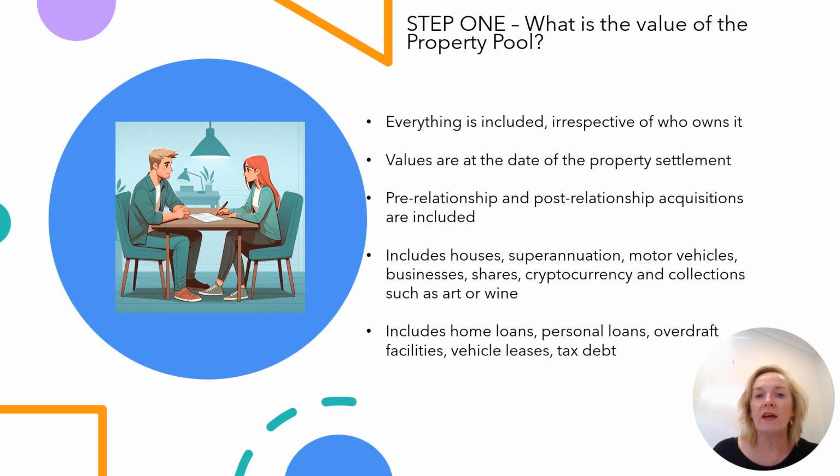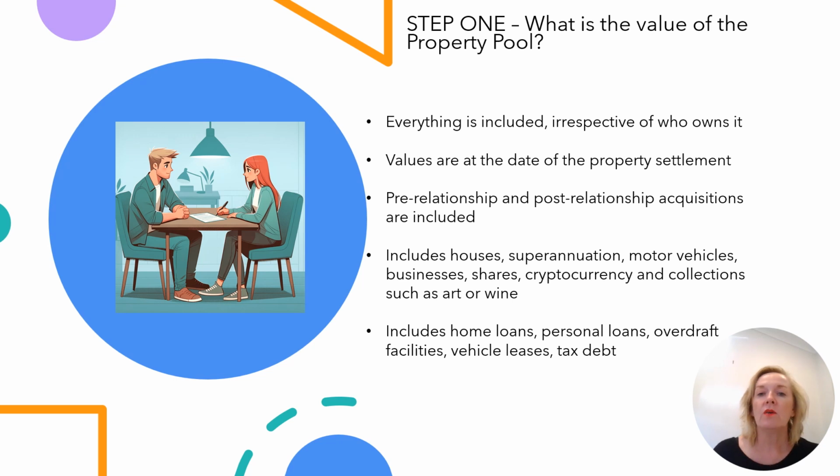Second, the values for each item of property are the values at the date they're being divided. That means if there's a gap of time between when you separate and when you do your property settlement, the values at the date of the property settlement are used. Third, it doesn't matter when an item of property was purchased or received. Everything is included, whether it's before the relationship or after separation.